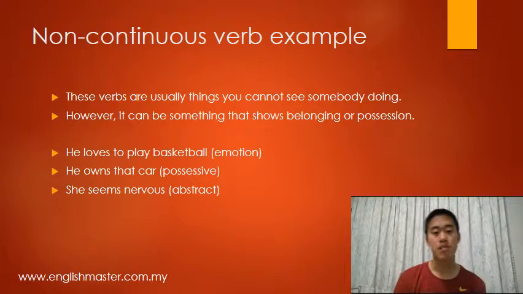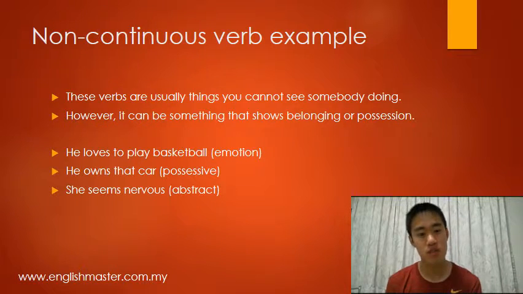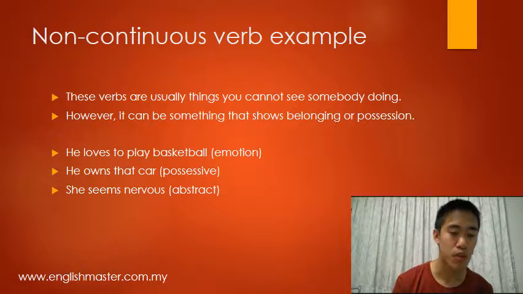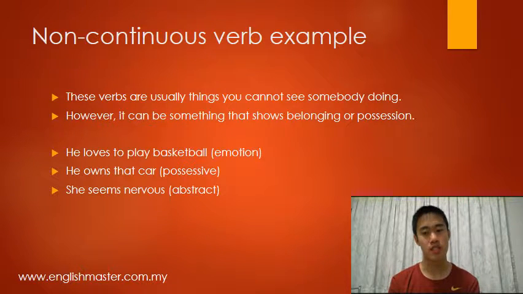I may or may not be able to see that he owns that car, but maybe he has the title on a piece of paper for that car. And so that's 2 examples of non-continuous verbs, okay? Can be used to show something that belongs to someone. Okay, there's also an abstract form of that. She seems nervous, okay?